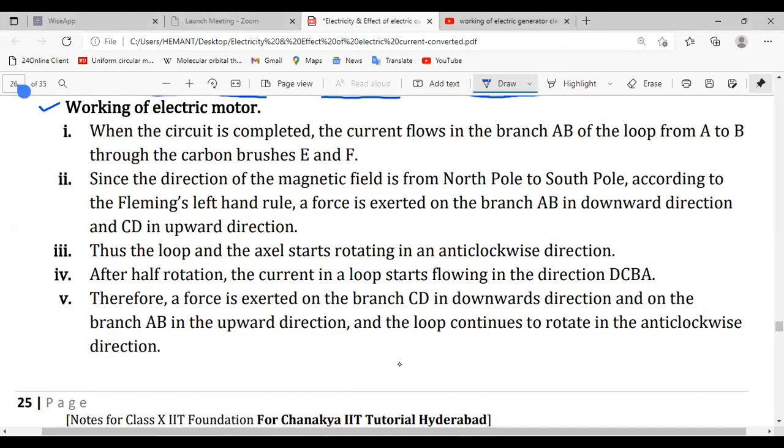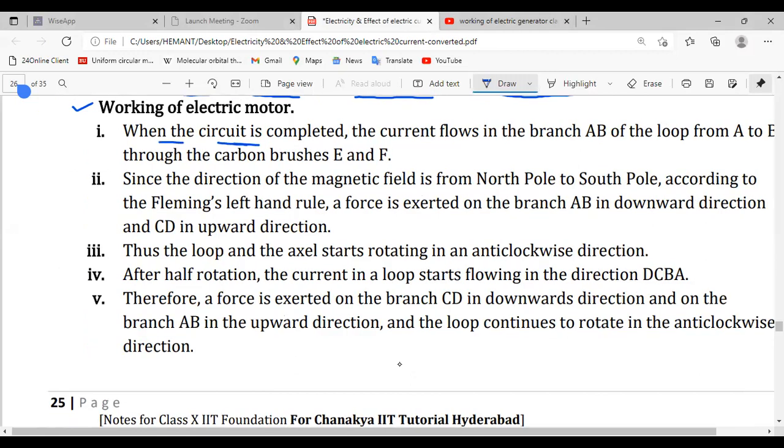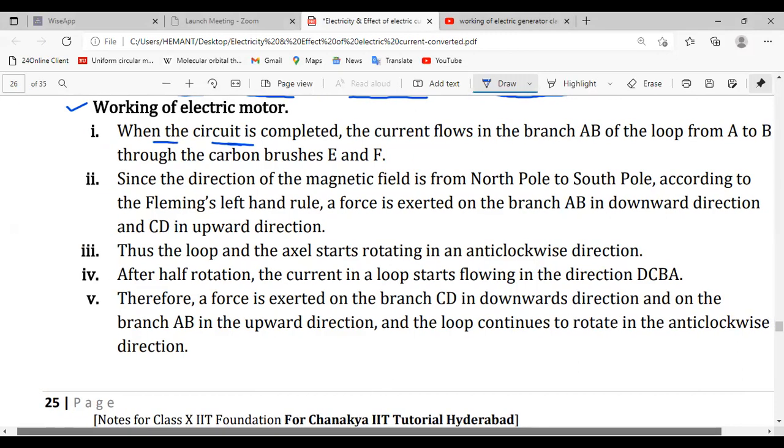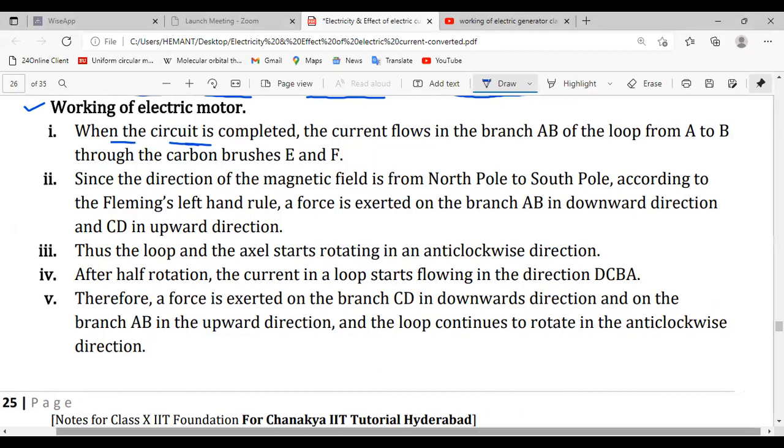So now we are going to understand the theoretical part of the working of the electric motor. First point, when the circuit is completed, the current flows in the branch AB of the loop, as shown in the diagram, through the carbon brushes X and Y. On the picture we have X and Y.